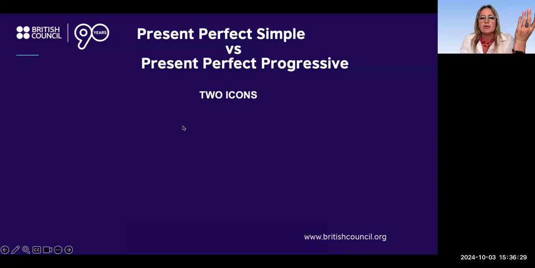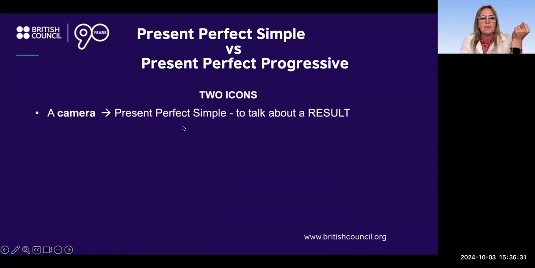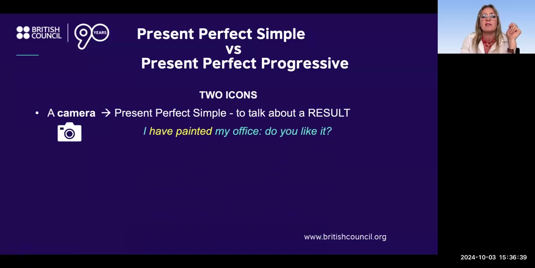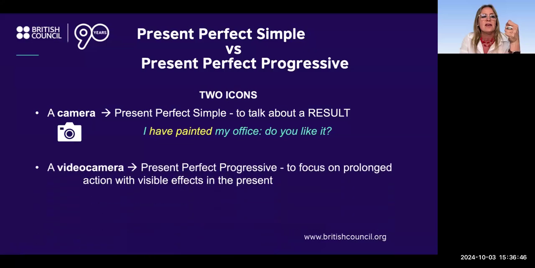So what I normally do is use two icons, a camera for the present perfect simple to talk about a result. And here you can see it as in, I've painted my office. Do you like it? It's like showing the picture of my newly painted office. And I use a video camera, the icon of a video camera, to represent the present perfect progressive when it is used to focus on a prolonged action that has visible effects in the present.